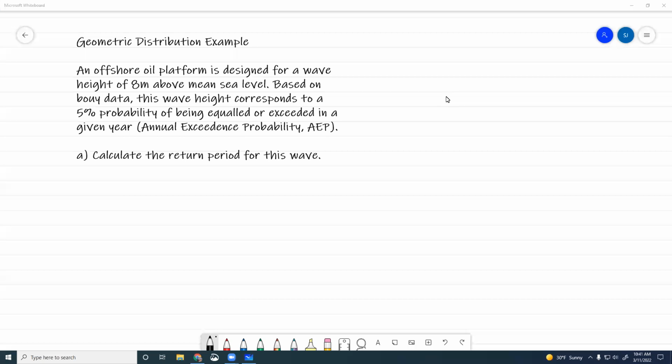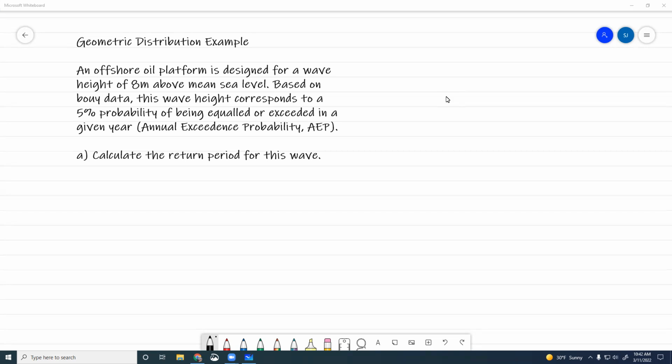So for this geometric distribution example, out of your book, example 317, we've got an offshore oil platform. It's been designed to be 8 meters above mean sea level. Of course, we know sea level goes up and down, but you've got to peg it somewhere. So 8 meters above mean sea level.